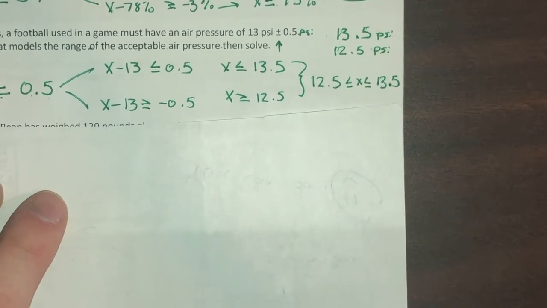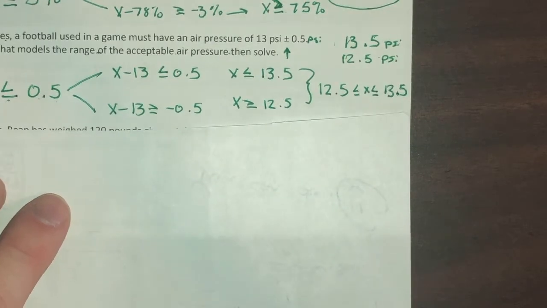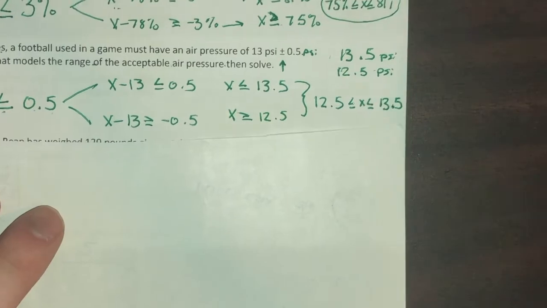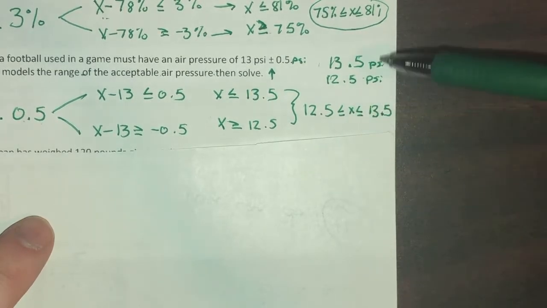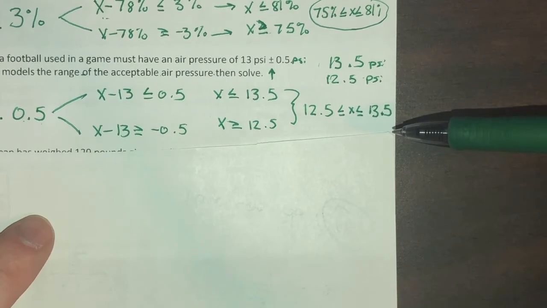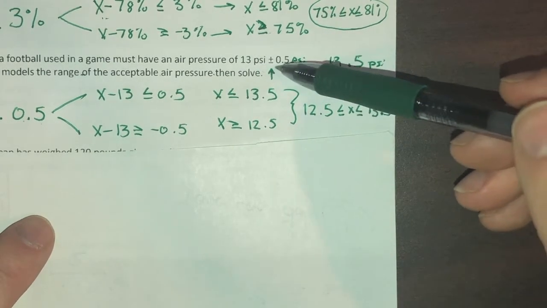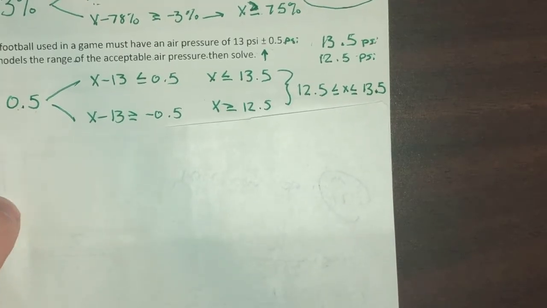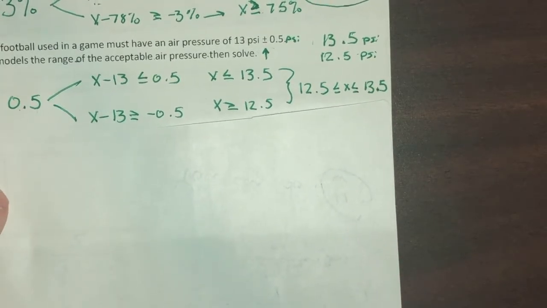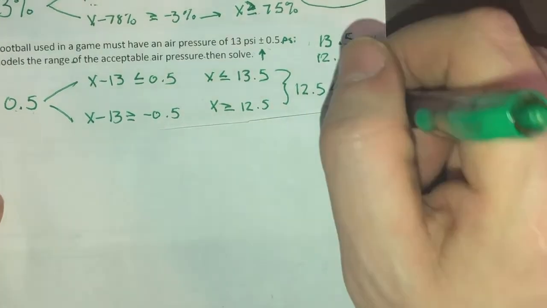Okay, 12.5 is less than or equal to x, which is less than or equal to 13.5. Check it with the context. Is that true? Is my football supposed to be at least 12.5 psi and less than or equal to 13.5 psi? Yes. So that's why it's helpful to start in the beginning thinking about the context. What should my max and min of the range be? Is that what I get in the end?